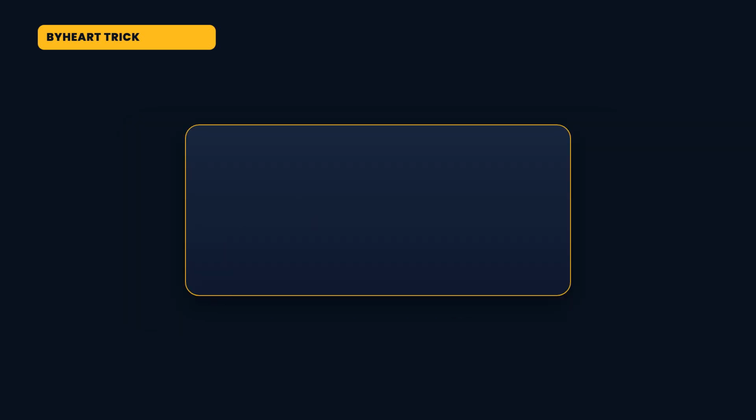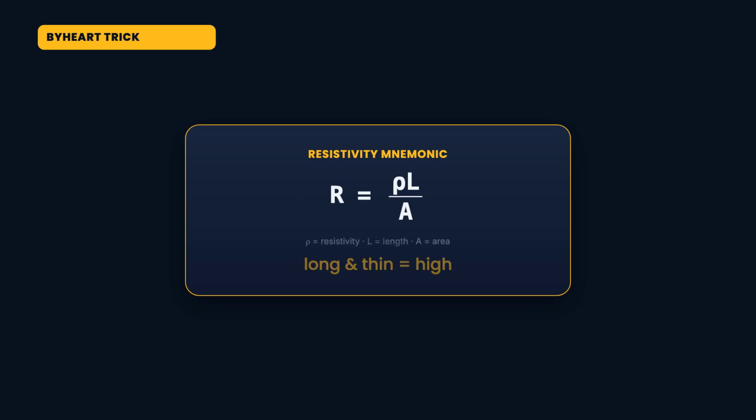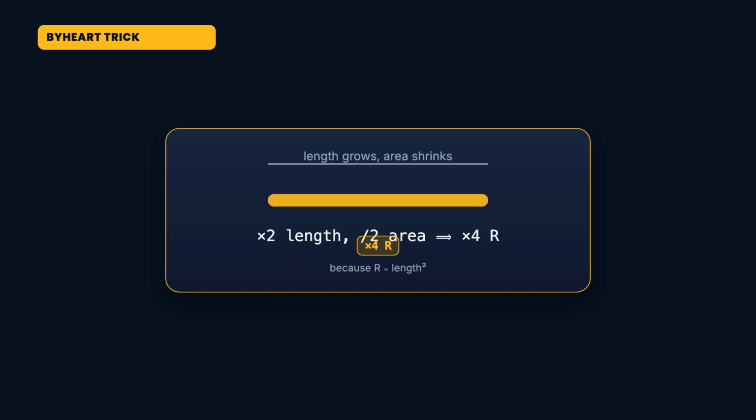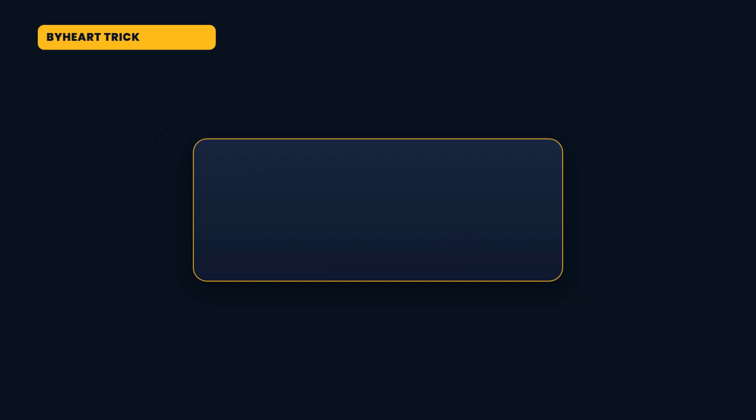3. Resistance is rho L by A. Long and thin is high. 4. Stretch a wire and the resistance becomes 4 times because it depends on length squared. 5. Heat and power. I squared RT and P equals VI.